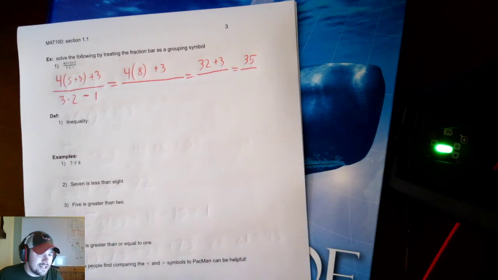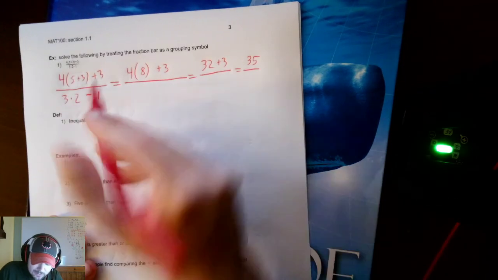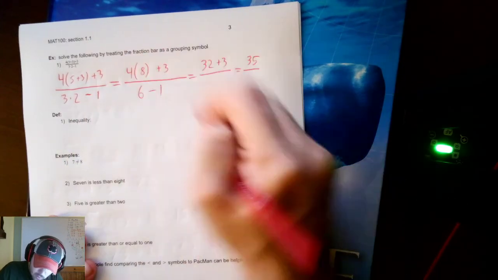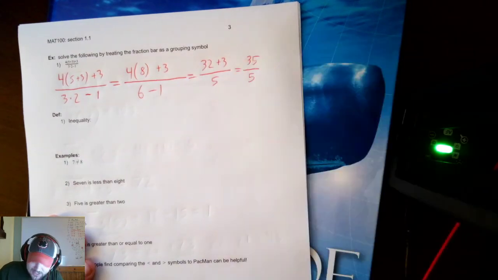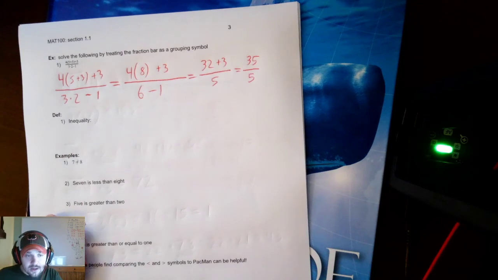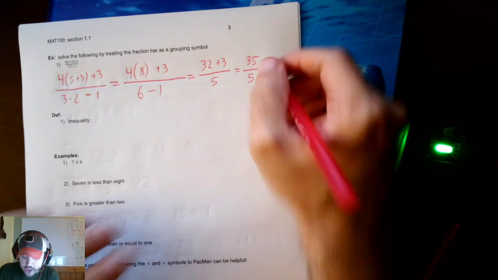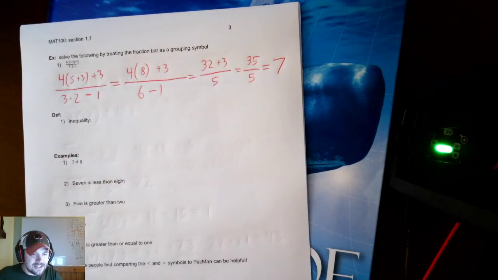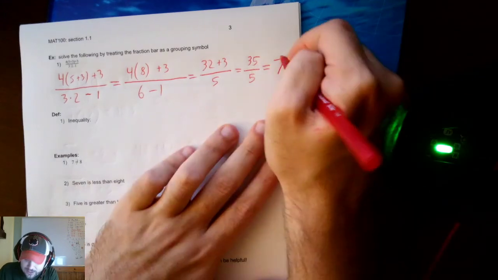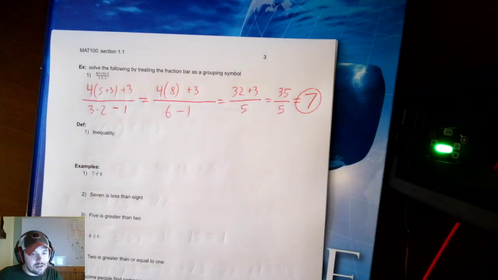Now separately, I'm going to work on the bottom. 3 times 2 minus 1. 3 times 2 is 6. Minus 1 is 5. And then I'll just bring it over because there's nothing to do with it in this last step. I'll bring 5 over. So my fraction reduced to 35 over 5, which, hey, 35 over 5, that divides evenly to the number 7. So 7 is the answer to this expression. That is what it reduces to, the plain old number 7.